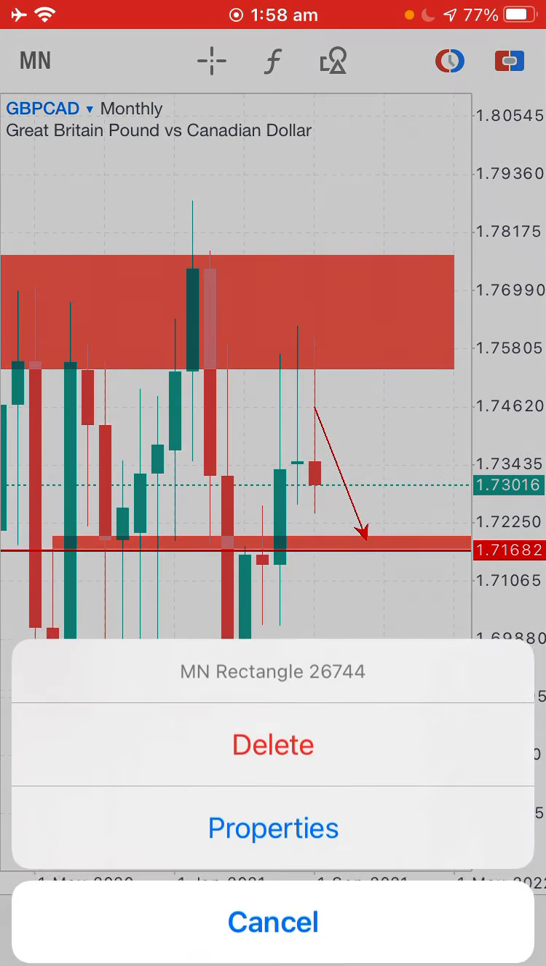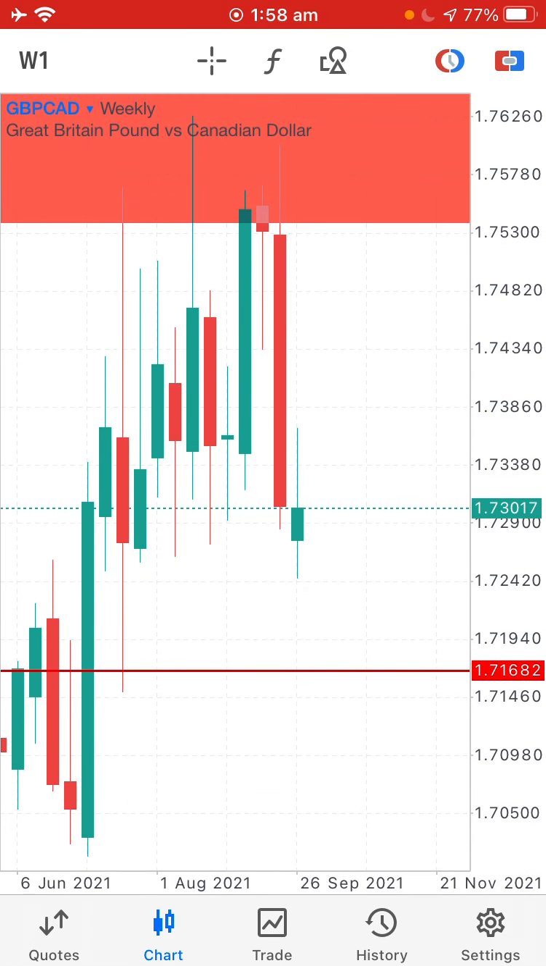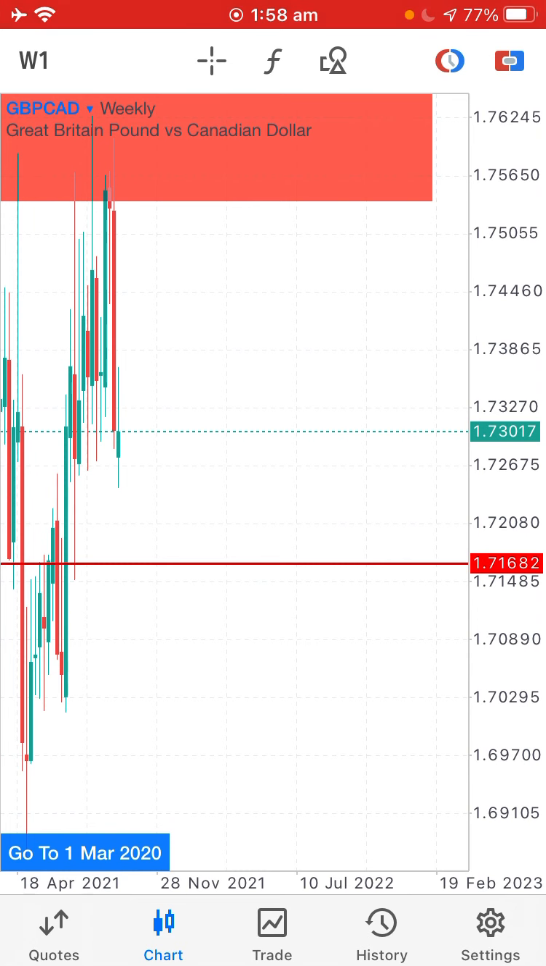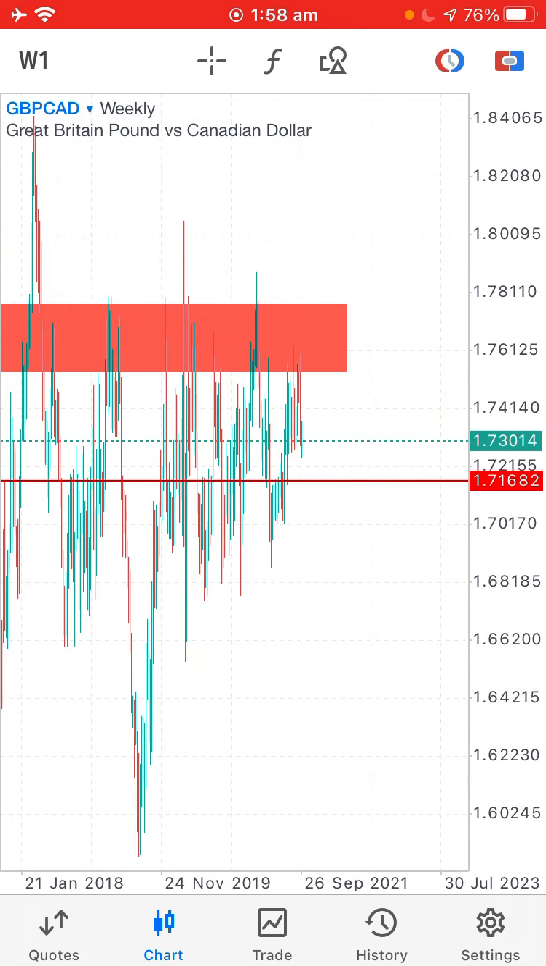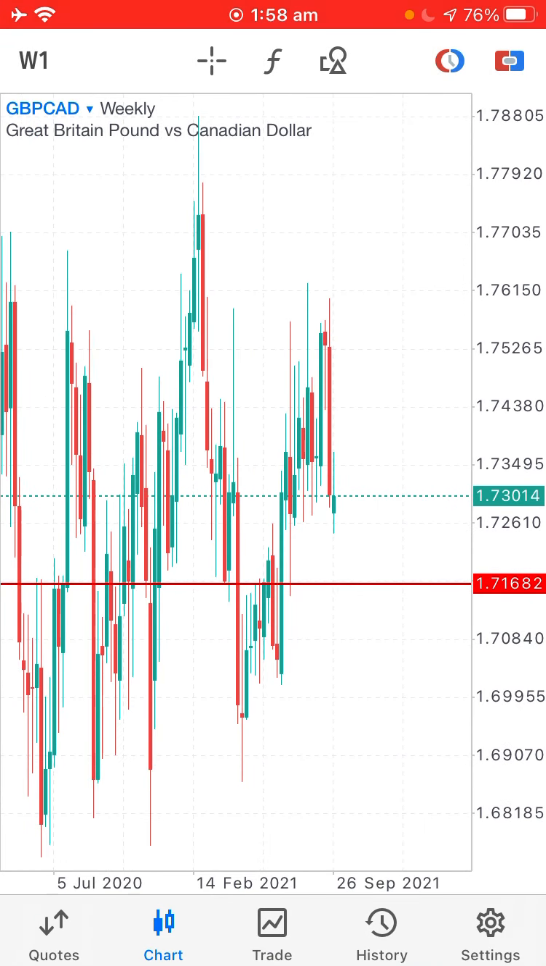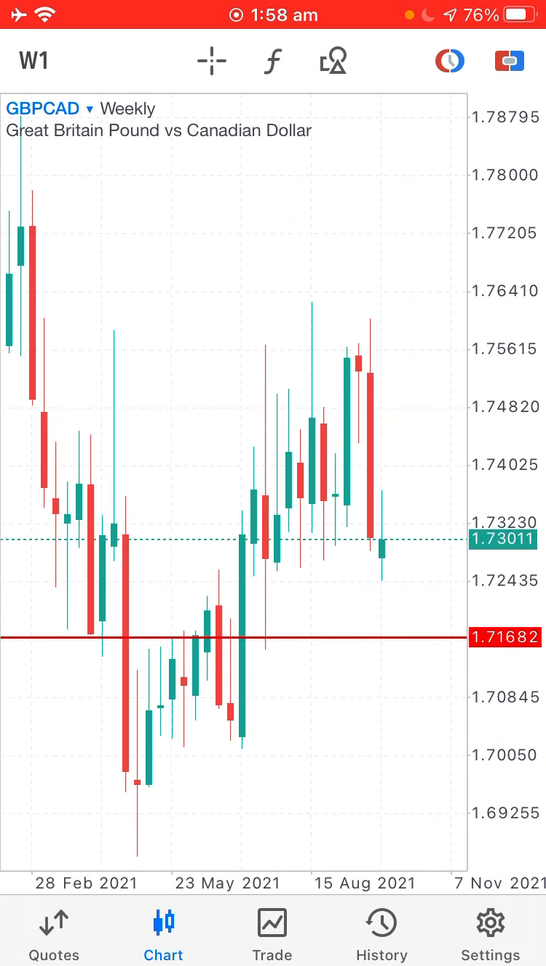So that's that. So let's move to our weekly time frame. Let's see what we have on the weekly time frame. Now we have a very nice market structure on the weekly time frame. Very nice market structure on the weekly time frame. Now what do we see? You can see that this market right here had a very nice trend over here.